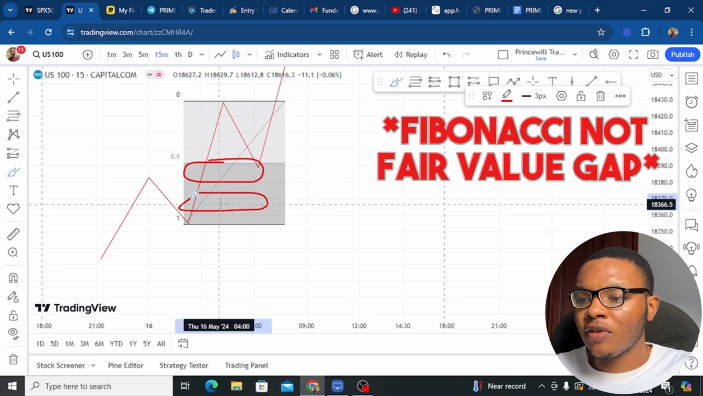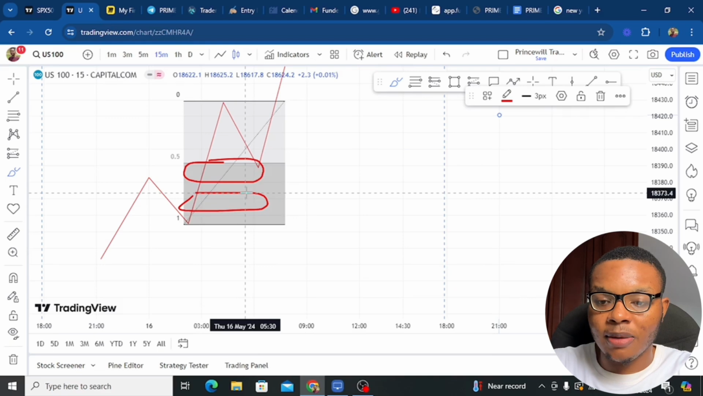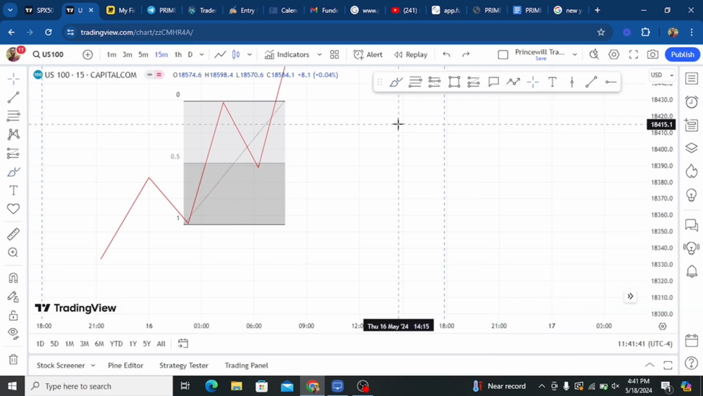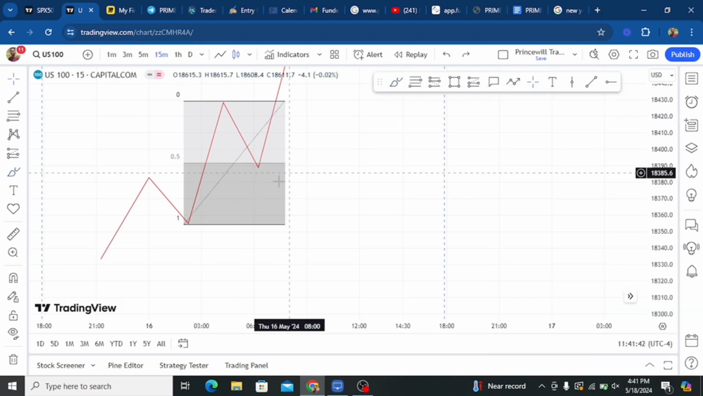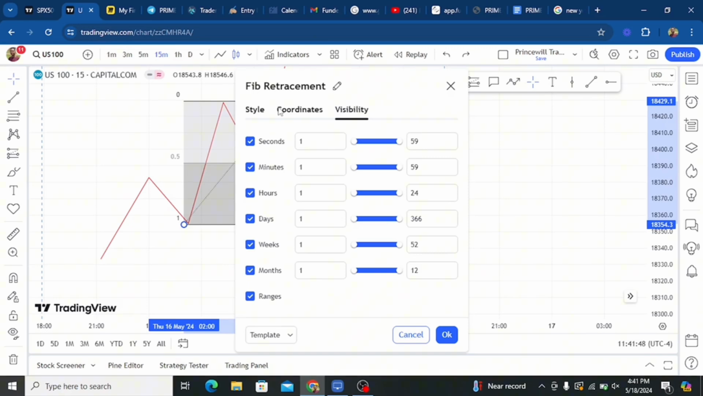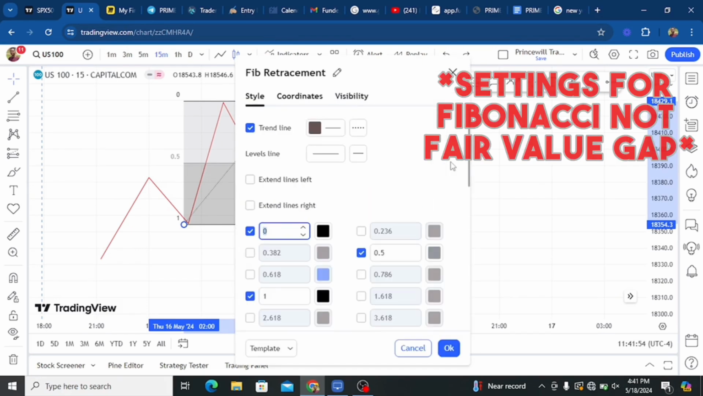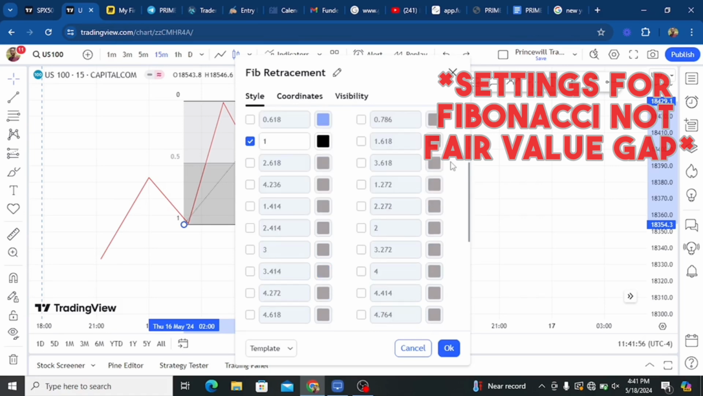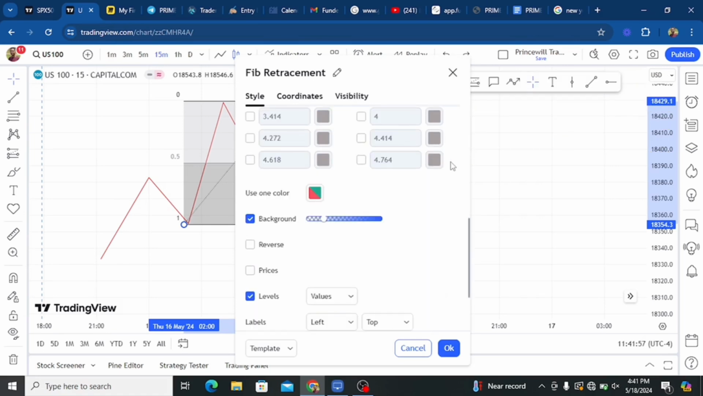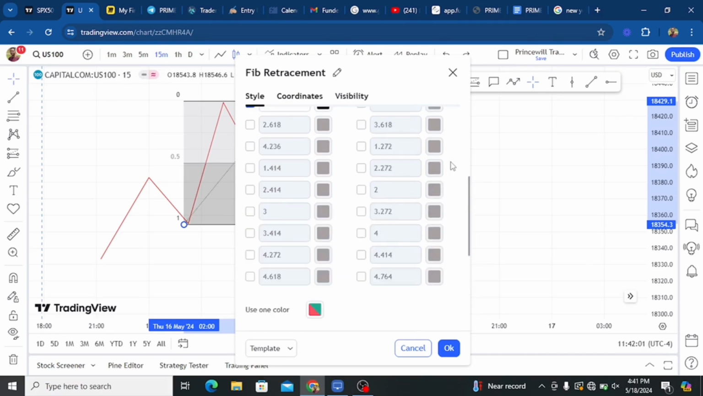If you want to have your fair value gap like mine, I'll just give you the settings for the fair value gap so that you could actually have your fair value gap like mine if it suits you. So let me just quickly do that so you could take a screenshot and have yours just like mine. All right, so these are the settings for my fair value gap. You can take a screenshot as quickly as possible. You don't need to stress yourself.